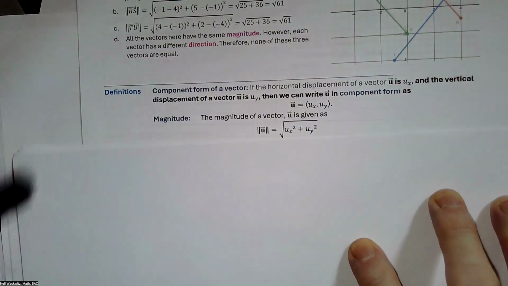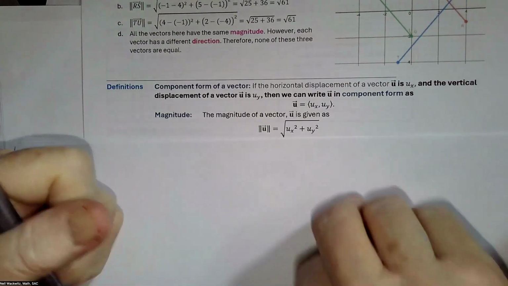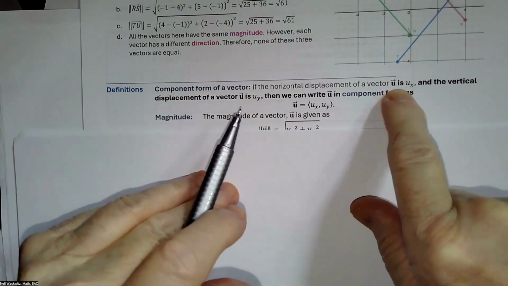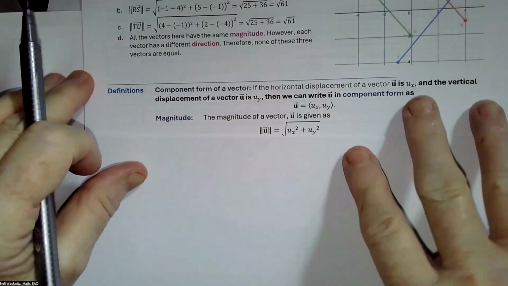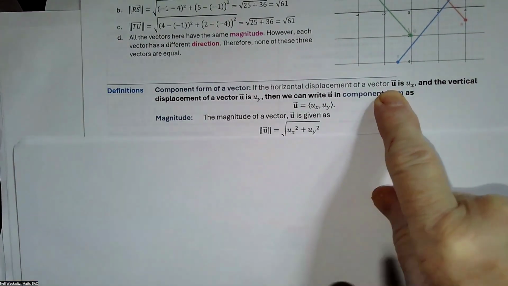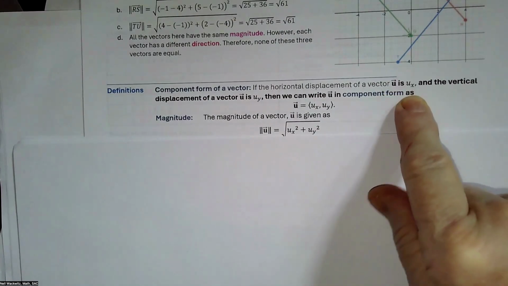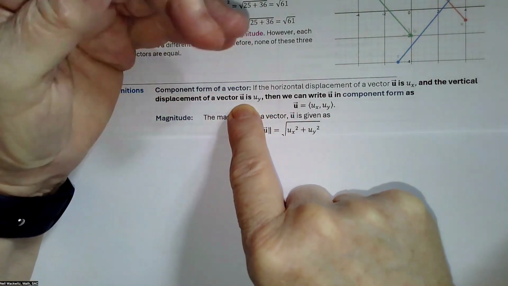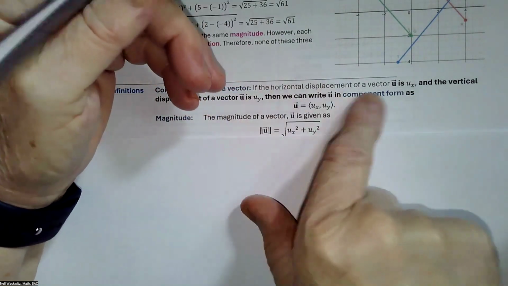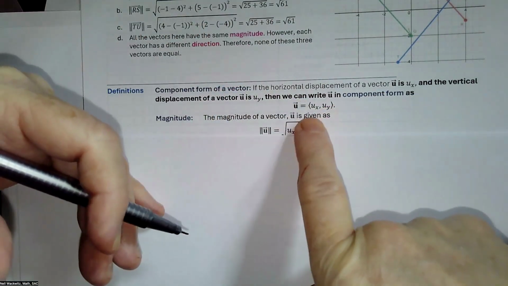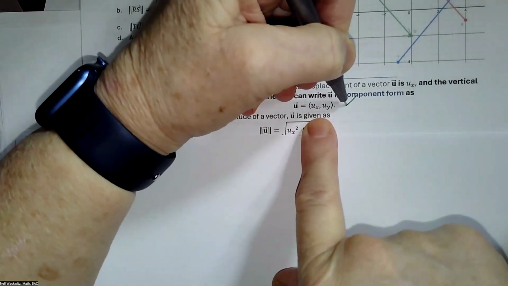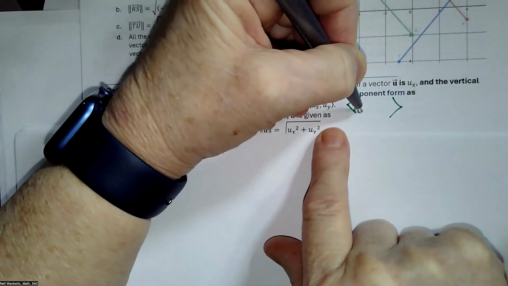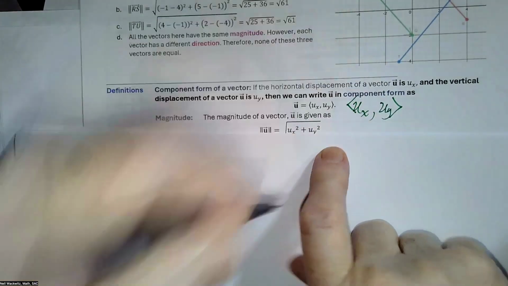The component form of a vector uses this little unit vector. So if the horizontal displacement is u sub x and the vertical displacement is u sub y, then we can write u in component form as u is equal to, and you see that these are squared off, u sub x, comma, u sub y.